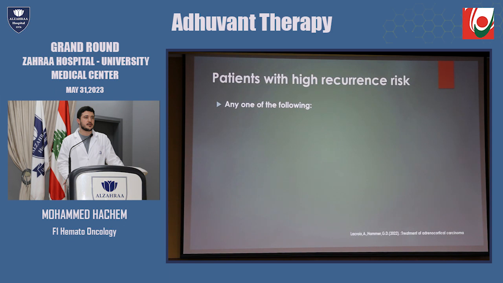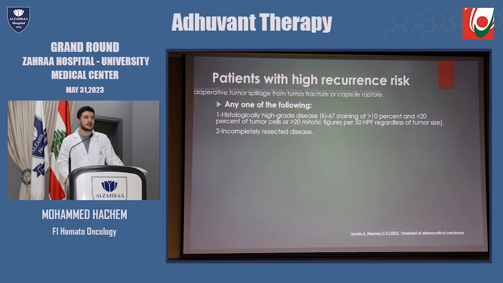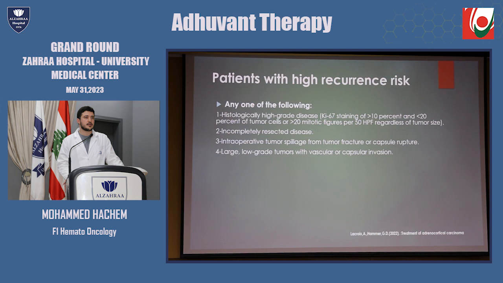Who is categorized as high risk? If we have histologically high-grade disease, Ki67 between 10 and 20, if we have incomplete resection, if we have intraoperative capsule rupture, large or low-grade tumor with vascular or capsular invasion. What should we do? We suggest the use of adjuvant mitotane.